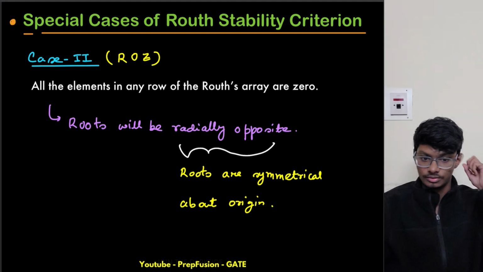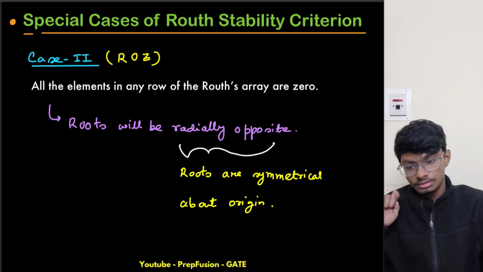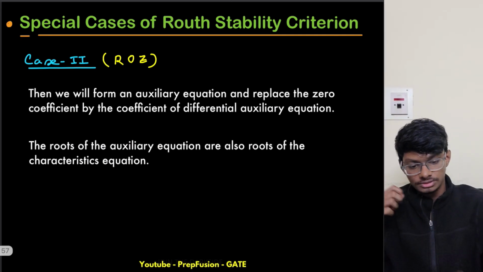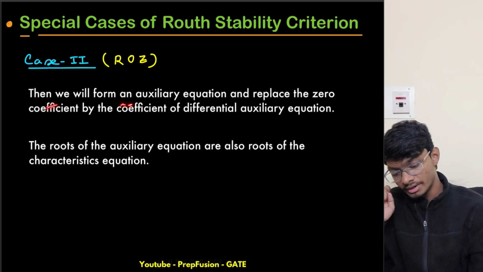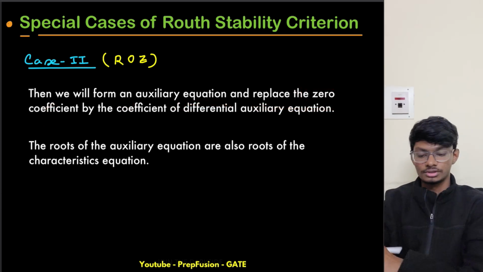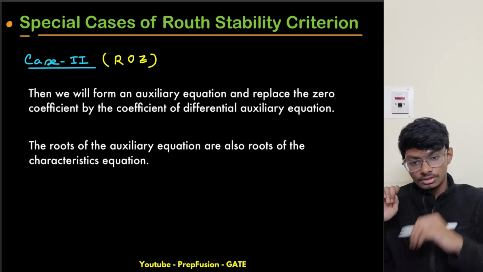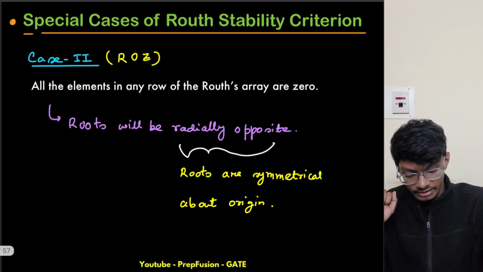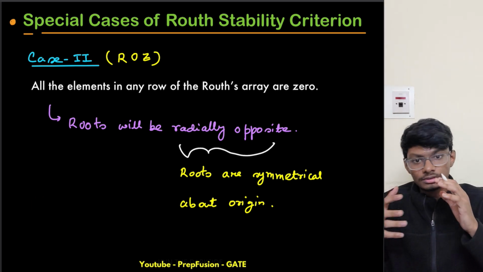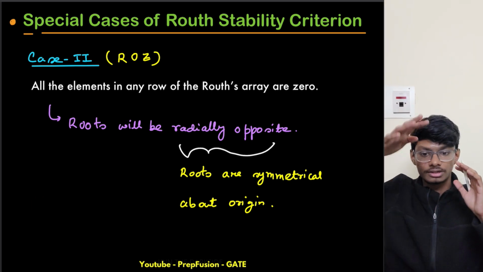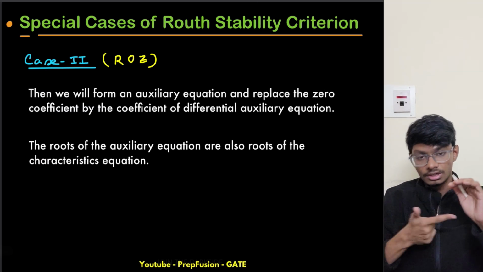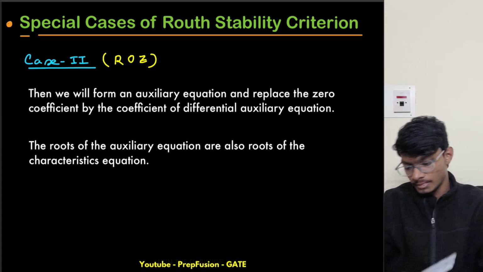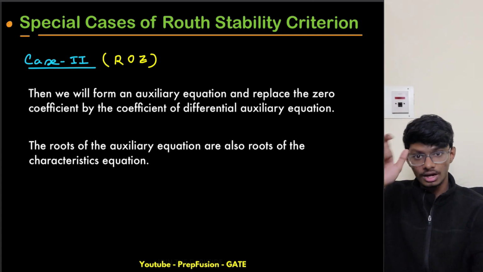Okay, so yeah, there's this one. Then we have few more points to explain. Okay, so what is this point telling us? Then we'll form an auxiliary equation and replace the 0 coefficient by coefficient of the differential auxiliary equation. What does this mean? So if I've got a row of 0, then obviously I can't compute further, right? So I have to form an auxiliary equation. The auxiliary equation will be the equation formed by the row above the row of 0.